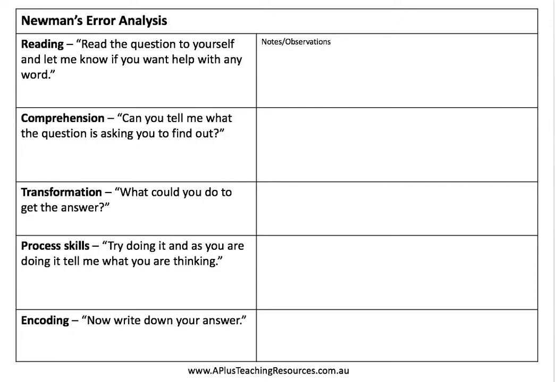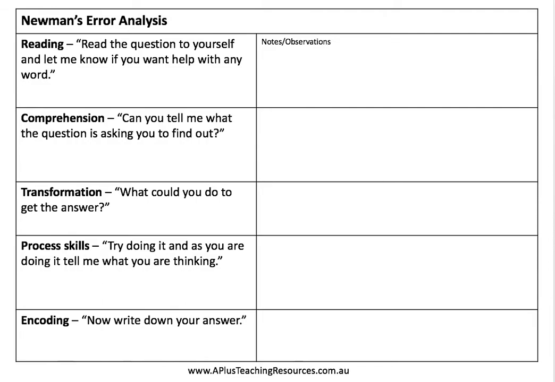The third part is transformation. And this is where we have those discussions about what could you do to get the answer. Now, this is where they'll say, we're going to add them together, or we're going to find out how many more. And we also talk about things like, can we draw a picture to find this? Can we use a number line? Can we do a guess and check or work backwards, using all those strategies? And I often have a list of these strategies at the side of us, and we can select which one's the best one to give a go.